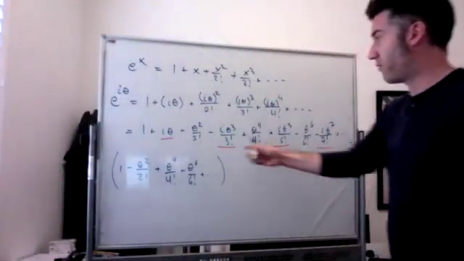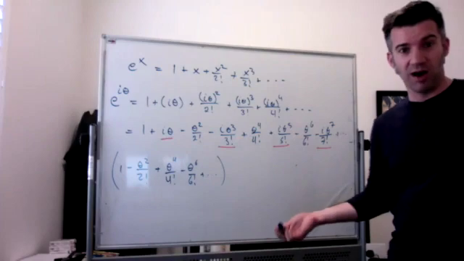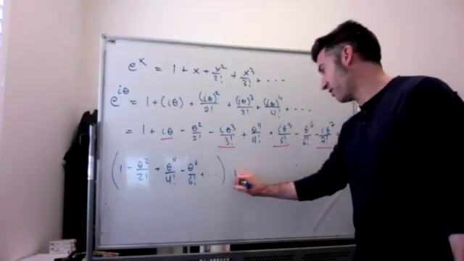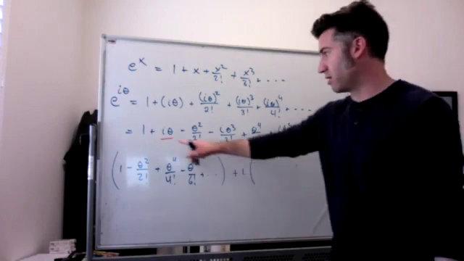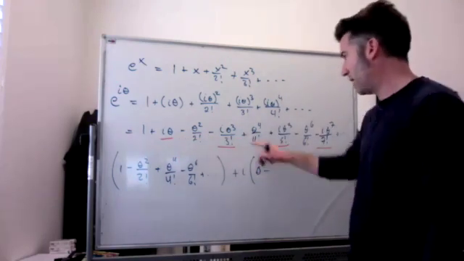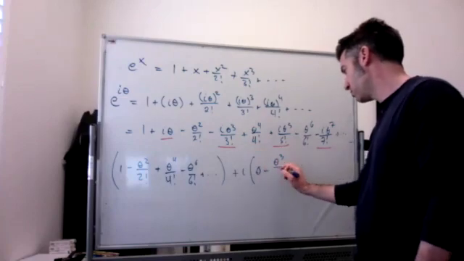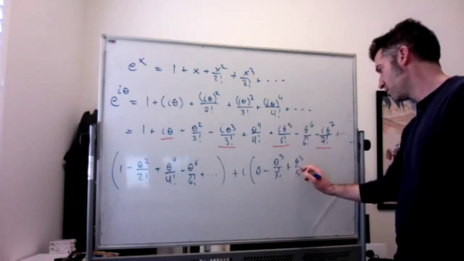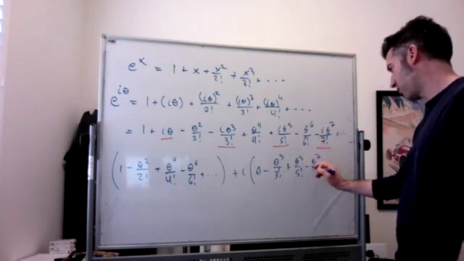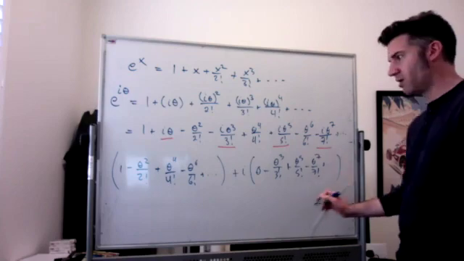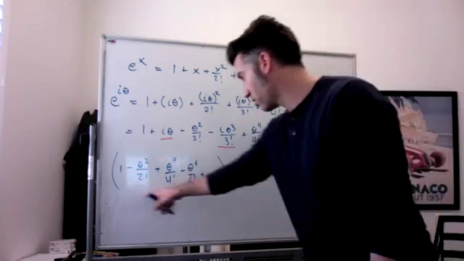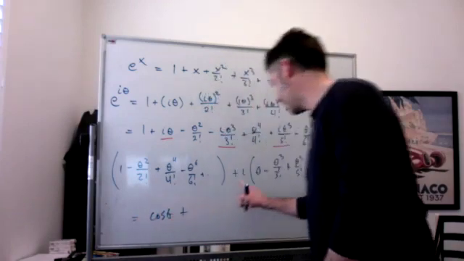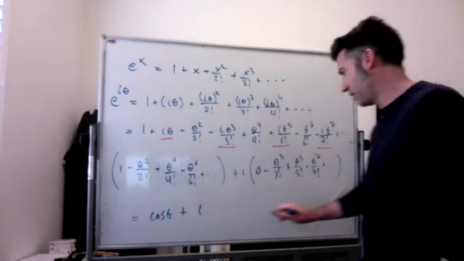And then if we group all the i ones, which are all the odd ones, they also alternate. So I can factor out an i and say this is going to be theta minus theta cubed over 3 factorial plus theta to the fifth over 5 factorial minus theta to the seventh over 7 factorial, etc. Well, this is nothing other than cosine of theta plus i times sine of theta.